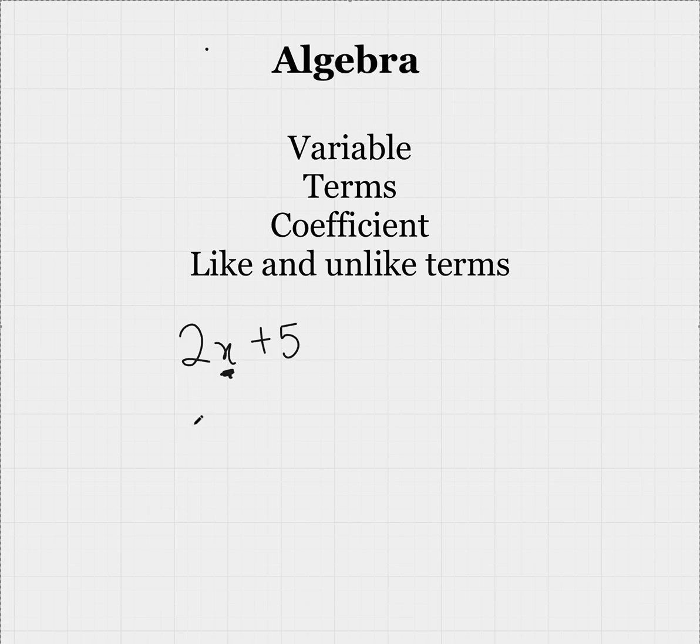The next thing we're going to look at is the word terms. In algebra, when we say terms, what does it mean? So a term is a single piece of an expression, and it can be a number, a letter, or both multiplied together. So looking at the same example, 2x is a term because it has a number and a variable multiplied. So this is one term. And then plus 5 is also another term. And so in this example, we have two terms. So this is what a term in algebra means.